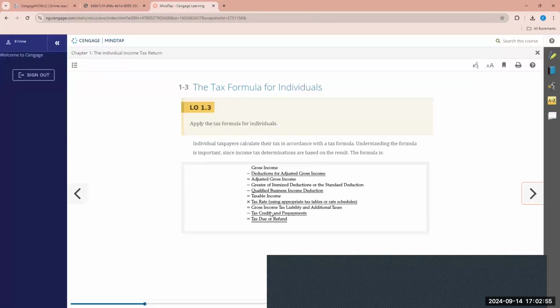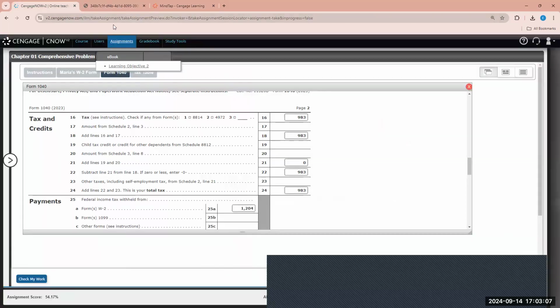From there, you get the gross income tax liability and additional taxes, if any. You subtract any tax credits and prepayments. And from there, that ultimately determines whether there's a tax due or a refund. For the most part, state taxes are kind of similar. Obviously, there are some nuances because each state does things differently. But on a very small scale, this is essentially how taxes work.